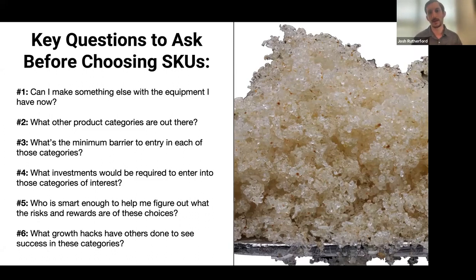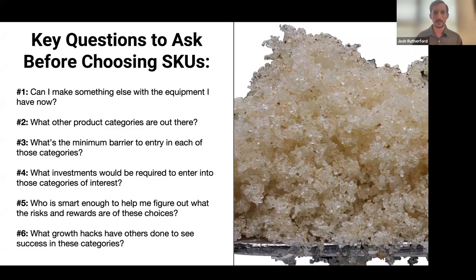What other product categories are out there? That is another component of, hey, is there one company selling this one SKU? Well, what types of concentrate are they putting in that SKU? What are the minimum barriers to entry in each of these categories? What is the overall market research? What investments would be required to enter that category of interest? Make sure that we're addressing these questions as they come.